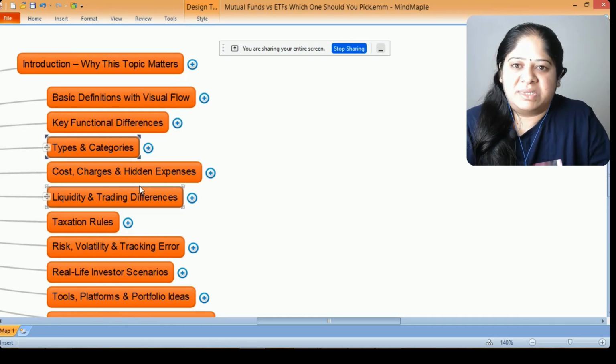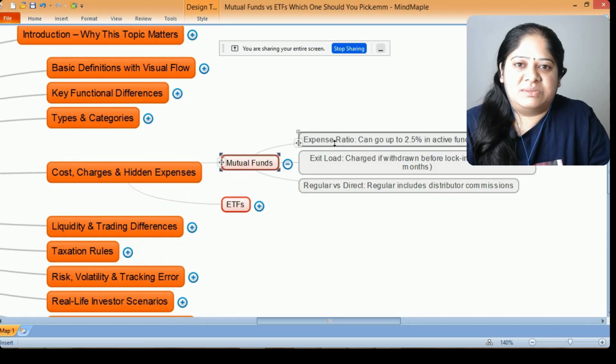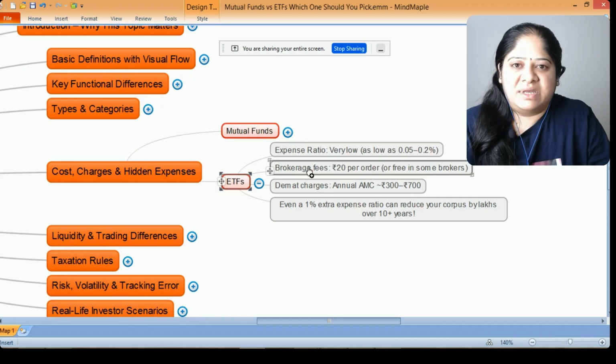Cost, charges, and hidden expenses. The mutual fund expense ratio can go up to 2.5% in active funds. Exit load: many mutual funds charge an exit load if withdrawn before lock in, like 1% for less than 12 months. Regular versus direct: regular includes distributor commissions. ETFs have a very low expense ratio of 0.05 to 0.2%, brokerage fees of rupees 20 per order or free in some brokers. Demat annual AMC charges are rupees 300 to rupees 700. Even a 1% extra expense ratio can reduce your corpus by lakhs over 10 plus years.